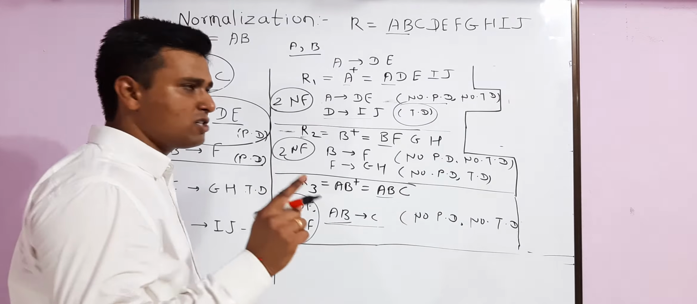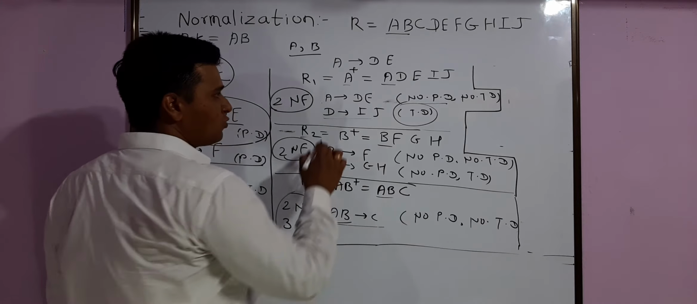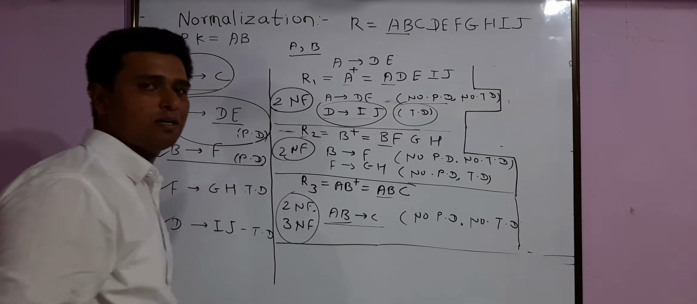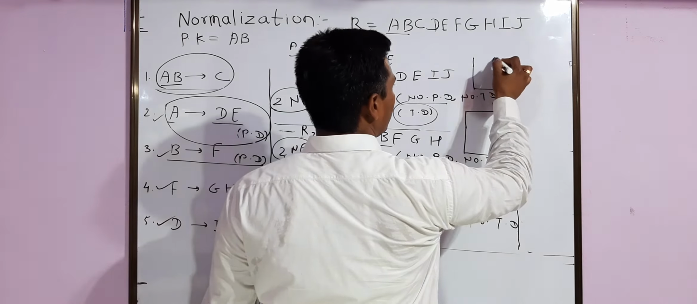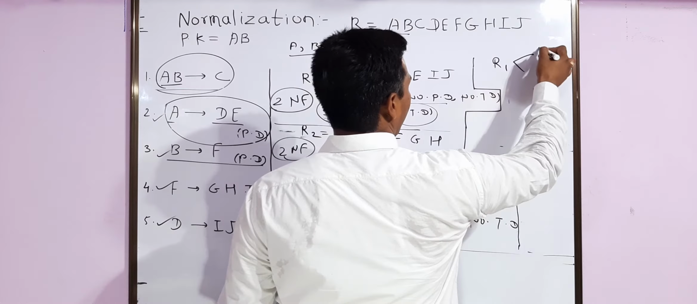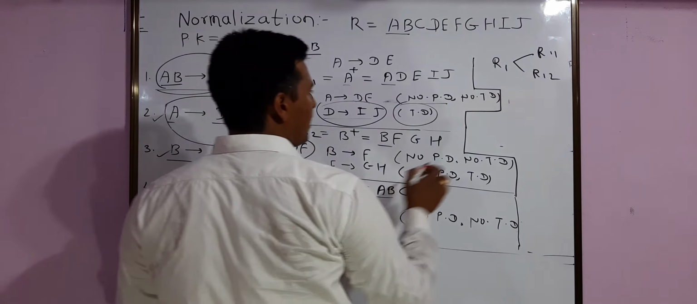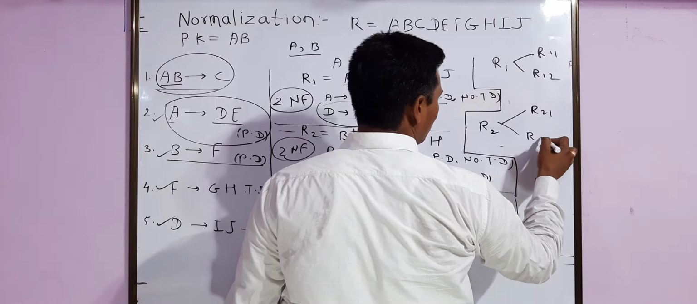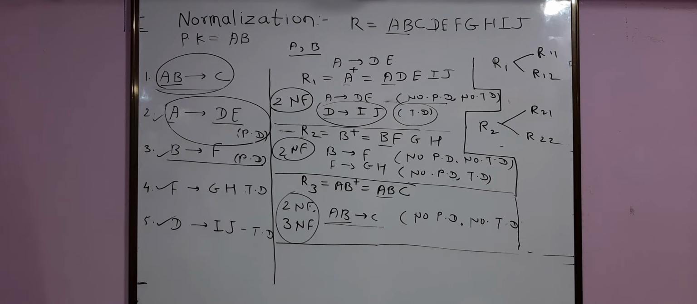Which functional dependency is causing R1 not to be in 3NF? That is this transitive dependency. So we have to remove this transitive functional dependency. How to remove it? We will decompose R1 into two further tables. Let's decompose R1 into R11 as well as R12, and let's convert R2 into two relations, that is R21 and R22.